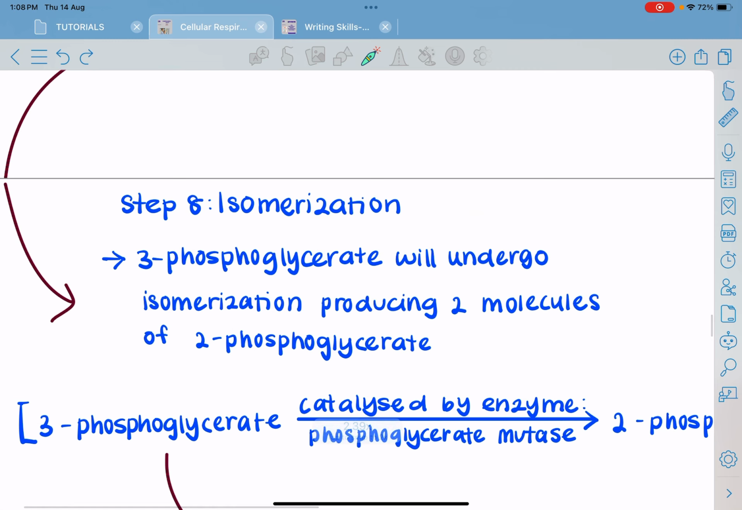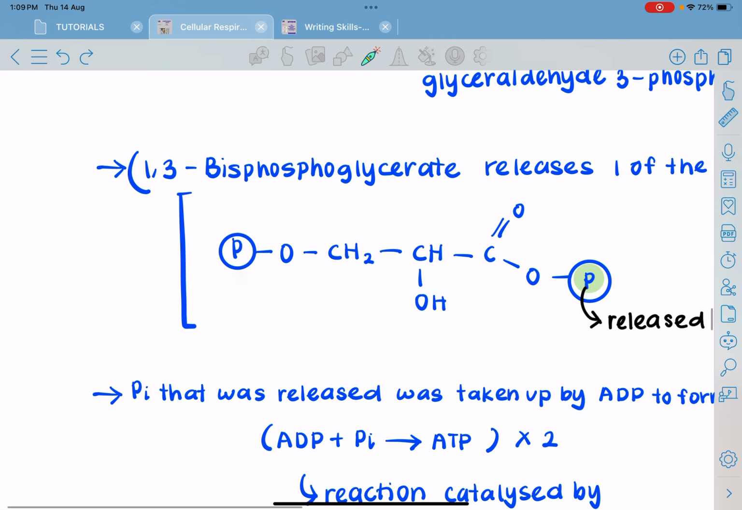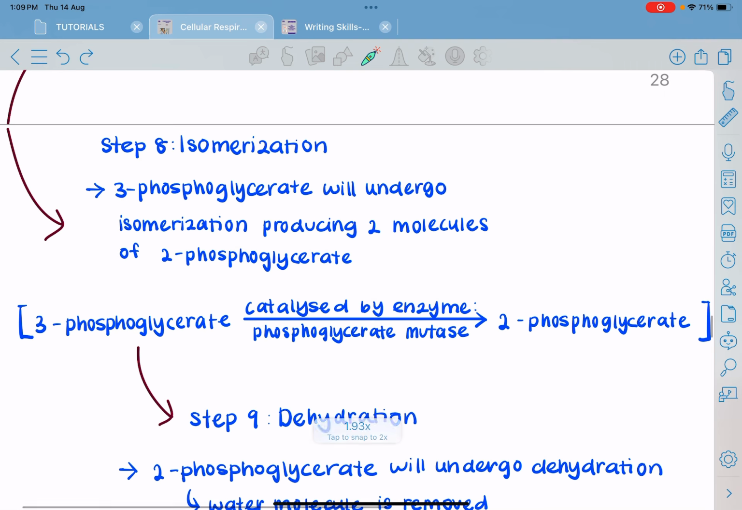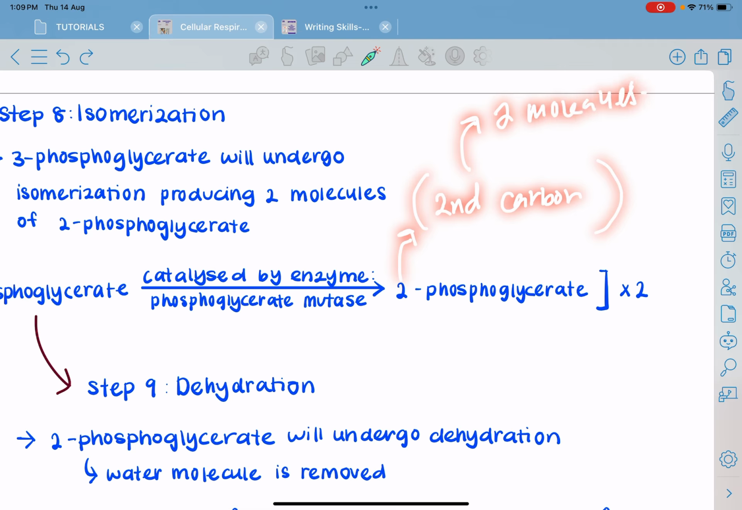Okay. So, right, 1, 2, 3. Wrong. We release here, that's why there's still 3. Then 3-phosphoglycerate will undergo isomerization, producing 2 molecules of 2-phosphoglycerate, and this process will be catalyzed by phosphoglycerate mutase. This 2 is located in the second carbon. But this whole thing has 2 molecules of it, so that's why it's 2.